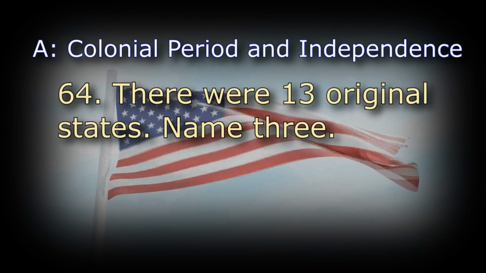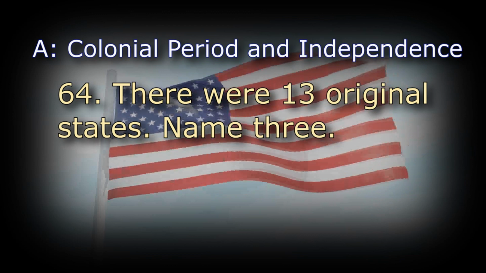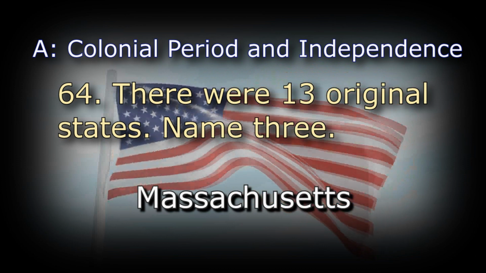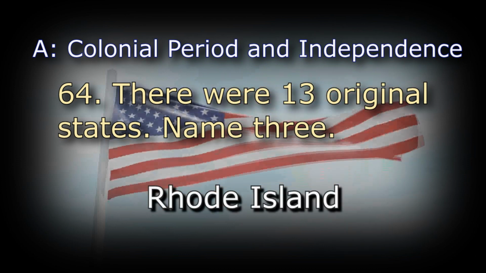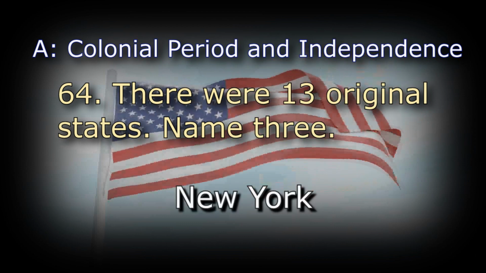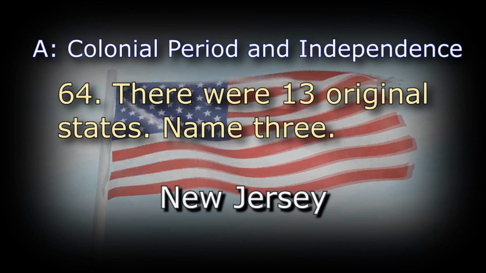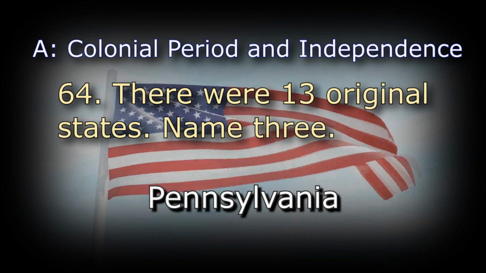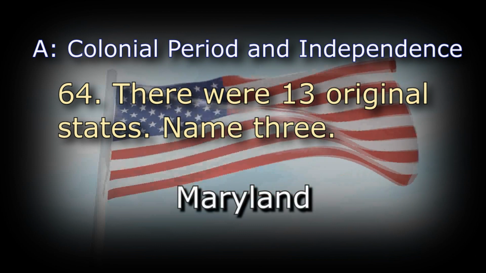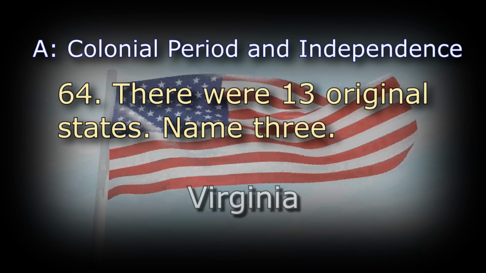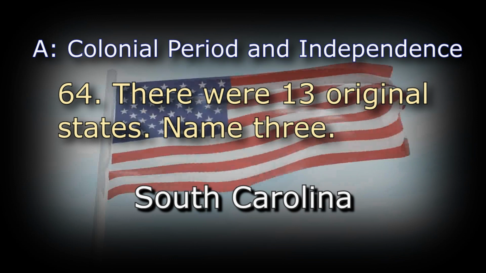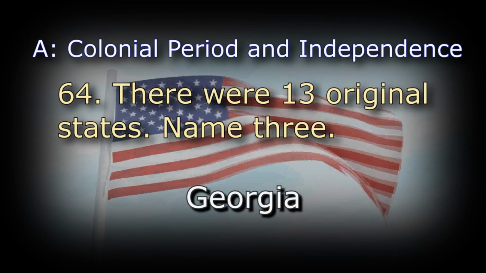64. There were 13 original states. Name 3. New Hampshire. Massachusetts. Rhode Island. Connecticut. New York. New Jersey. Pennsylvania. Delaware. Maryland. Virginia, North Carolina, South Carolina, Georgia.